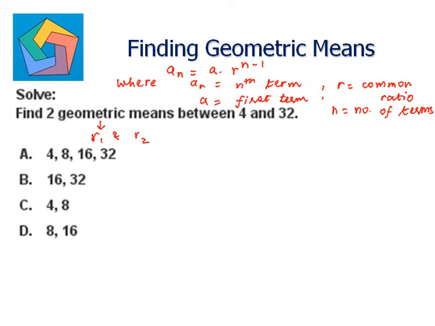So let us say the geometric means be r1 and r2. So we'll have a sequence like 4, r1, r2 and 32, because the geometric means will be between these two numbers. So our a becomes 4 and our an becomes 32, n is 4. So a4 becomes 32, I can say.